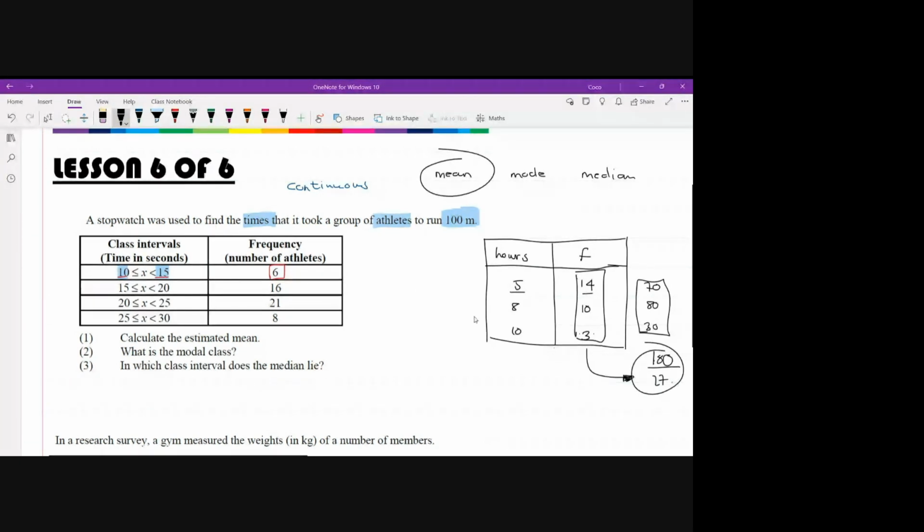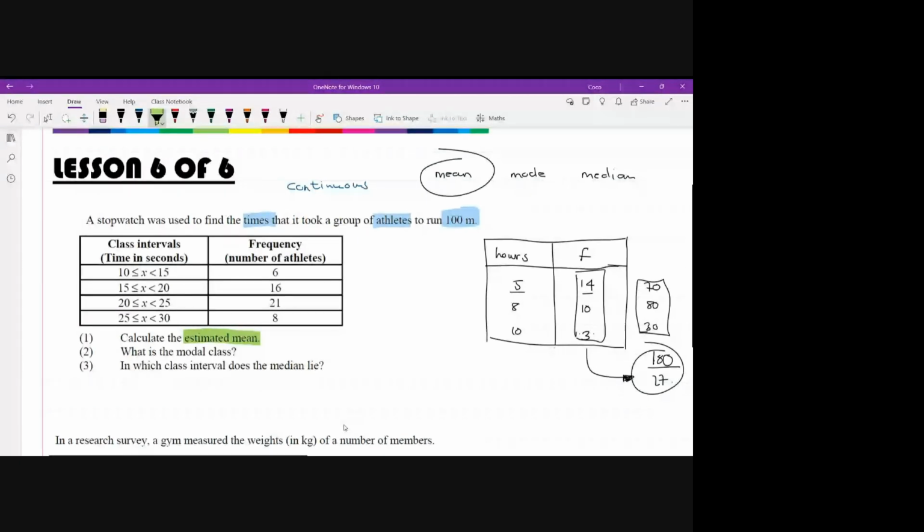So now herein lies the problem. In this one, we're not sure where these people lie. And that's why in this particular question, they don't ask us for the mean. They ask us for the estimated mean because we don't have the exact value. We've got an estimate, a plus minus, because we've got the interval.